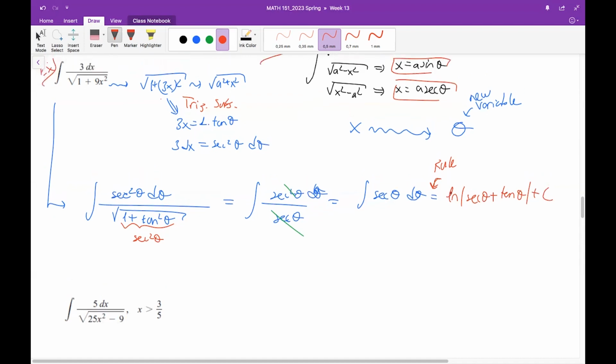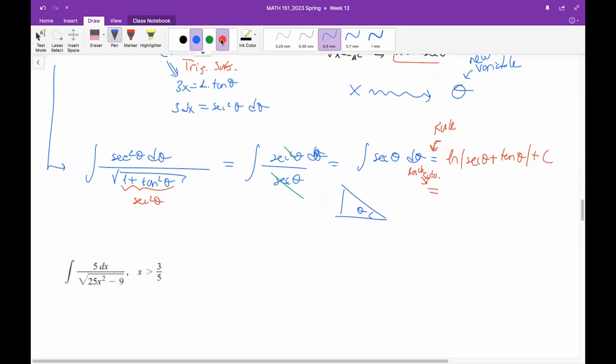Okay, we evaluated the integral, but we cannot leave it like this because our original variable is x, not theta. We need to turn back to our original variable. So we need to apply back substitution, turn back to x. For the trigonometric substitution examples, you can turn back only by using this reference triangle. What do I mean by reference triangle?